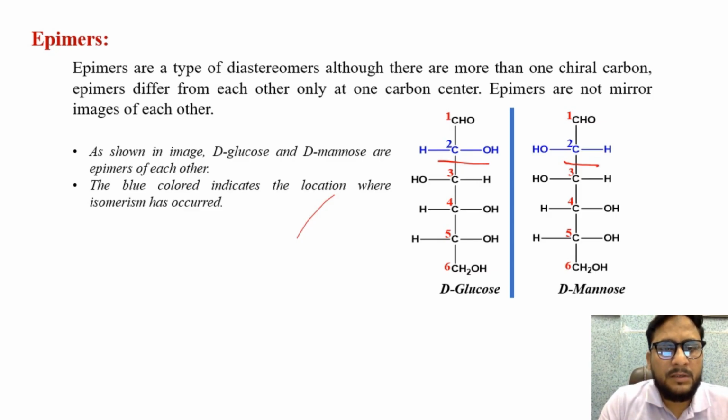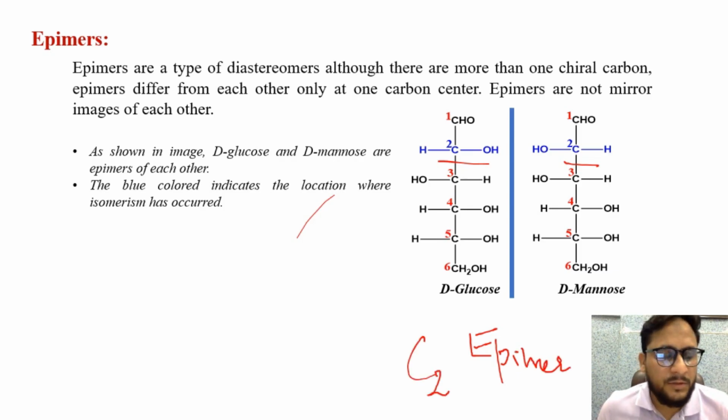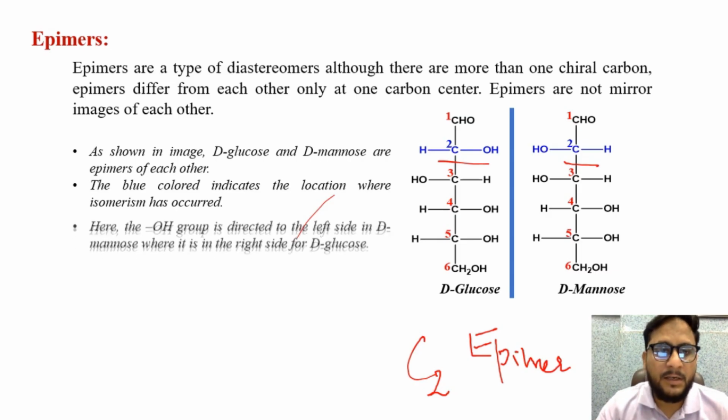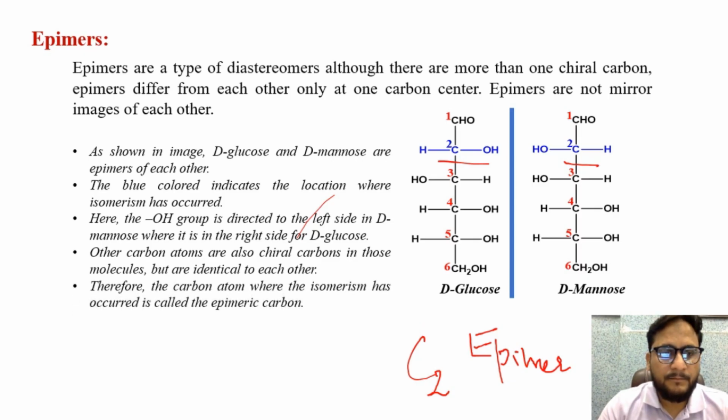But at this blue colored C2 carbon, in the case of D-glucose, H is on the left and OH is on the right, while in the case of D-mannose, OH is on the left and H is on the right. Since the configuration is different, we can say that it is an epimer because it is following all the rules. The first rule shows that D-glucose and D-mannose have different configuration at the C2 carbon atom only. So this C2 carbon atom is called the epimeric carbon.